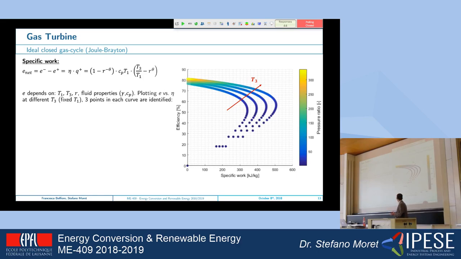And now we can look at some extreme points in this diagram. The diagram that you see here is basically plotting this relation at different values of T3, which is the only variable that we change in this case. If we look at some extreme cases, if we put in this equation R equal to 1, we are in this point here. So we don't have any difference in the pressure, okay? So these two lines are basically overlapping one to each other. So we have zero efficiency and zero work production, okay?